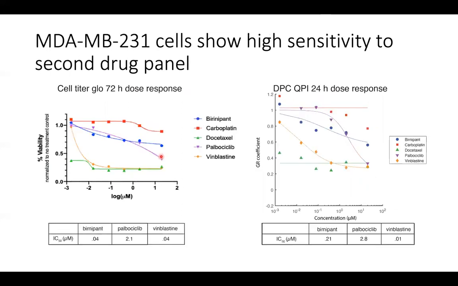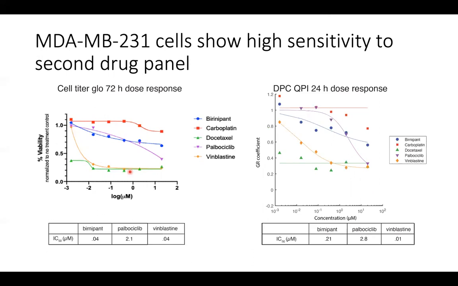Another experiment I want to discuss is using the MDA-MB-231 cells with a different drug panel. Again, you can see that these dose response curves are remarkably similar. Both experiments show little, if any, response to carboplatin, and they both show this weird response of being really sensitive at every concentration, even the lowest concentrations, and then this high sensitivity to vinblastine.